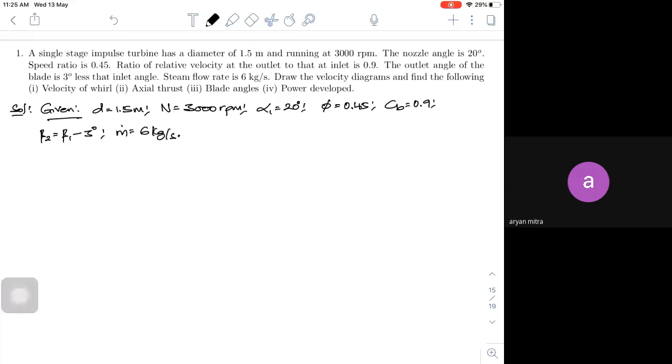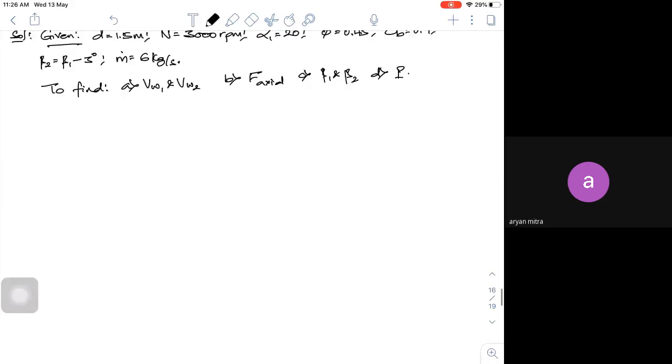What are we supposed to find? The first quantity is VW1 and VW2. The second is the axial thrust, the third is the blade angles beta 1 and beta 2, and the fourth is the power developed. Okay, let us draw the velocity triangle. This combined velocity triangle can be drawn in two ways.